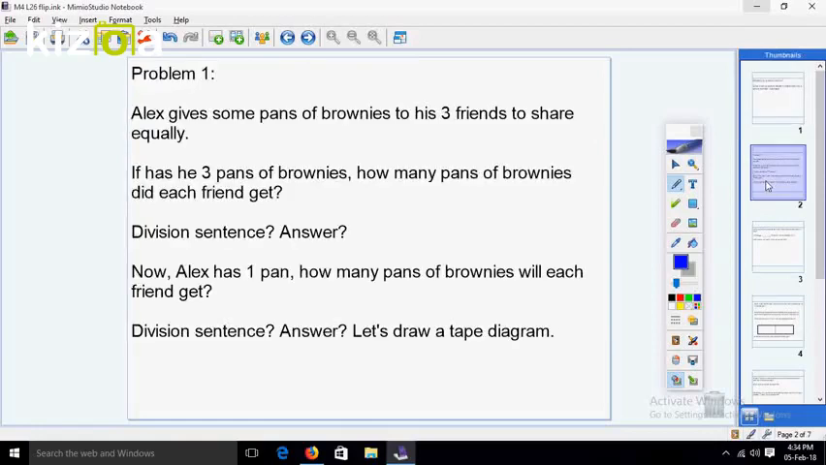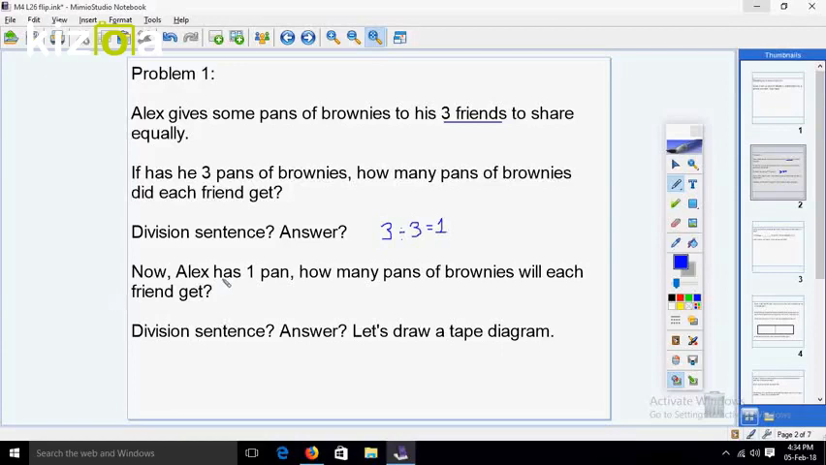So let's start out super simple. Alex gives some pans of brownies to his 3 friends to share equally. So remember, 3 friends. That's the important information here, okay? Let me underline it. All right, if he has 3 pans of brownies, how many pans of brownies did each friend get? So he has 3 friends, and he has 3 pans. Look at that. It's a perfect number, and each person will get 1 pan. It's a lot of brownies. All right, so that's the context we're thinking of.